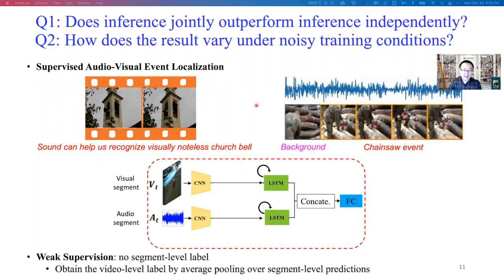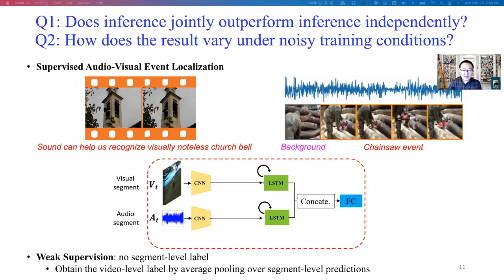The goal of the task is to predict the event label for each audiovisual segment pair. Each segment pair contains synchronized 1 second long audiovisual content. For this example, we have a 5-second video sequence here. The goal will be to predict the first 2 seconds are background class and the last 3 seconds are chainsaw events. The problem is challenging because we not only need to know whether an audiovisual segment pair is matched or not, but we need to predict what is the event inside the matched segment pair.